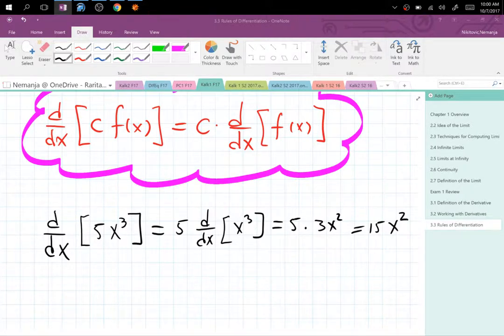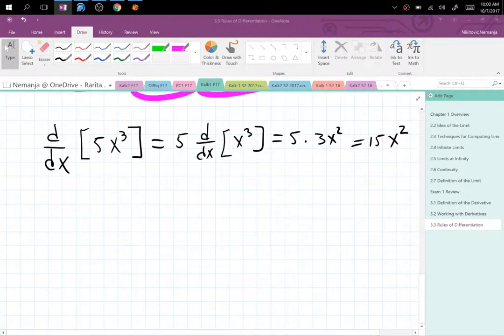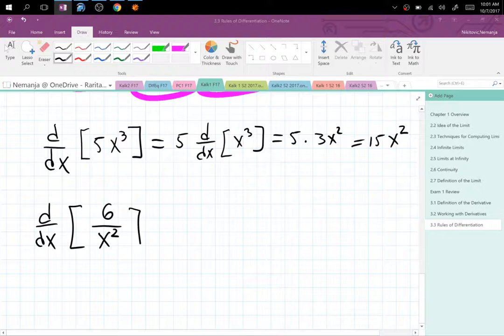But it's important for you to see the rule at the beginning, to know that it's actually a mathematical rule that we have to follow. Now, one that might create some confusion, especially after we do 3.4, is the derivative of 6 over x squared. It actually falls under the rule with a constant.